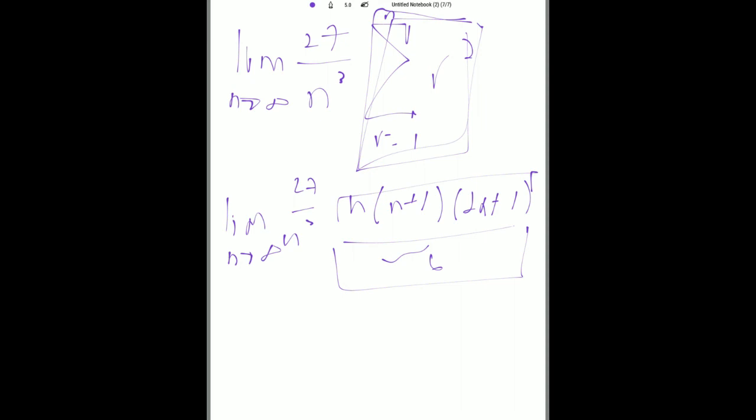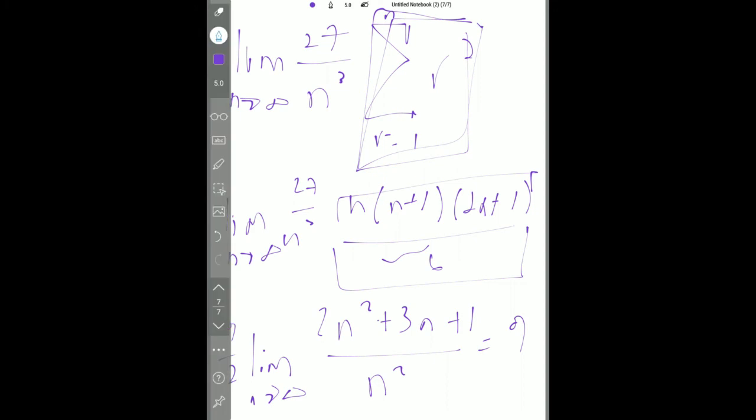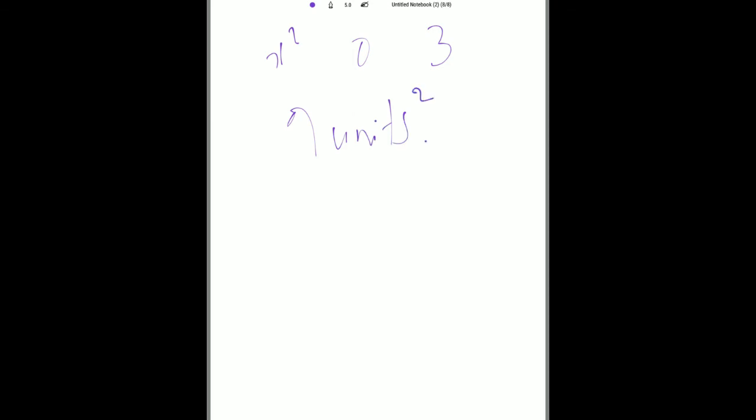Upon simplifying a bit further, we see that this is 9 over 2 times the limit of (2n squared plus 3n plus 1) all over n squared as n approaches infinity. And the answer will actually be 9. So in other words, what this is telling us is that the area underneath the curve x squared between 0 and 3 would be 9 square units, and that's the exact area under the curve x squared between 0 and 3.